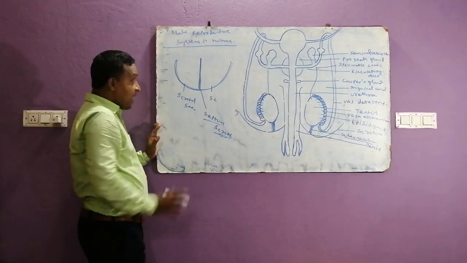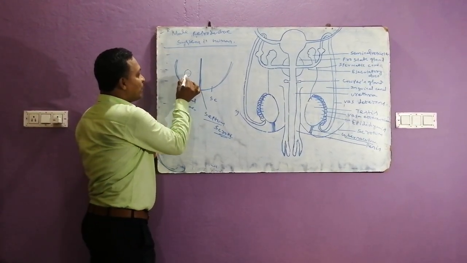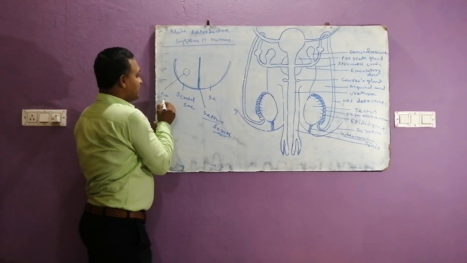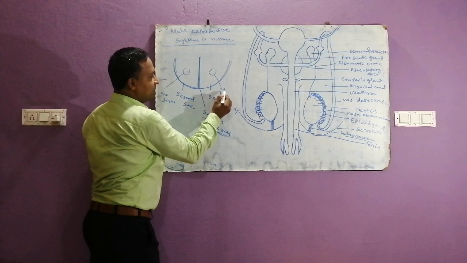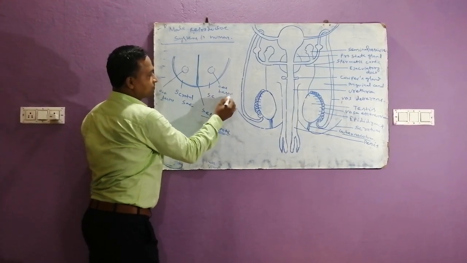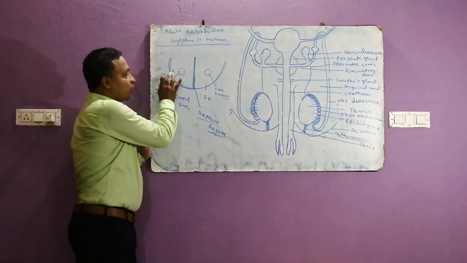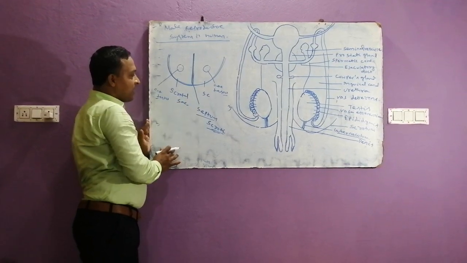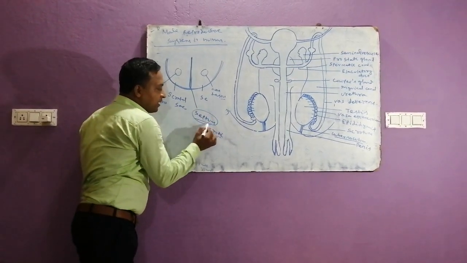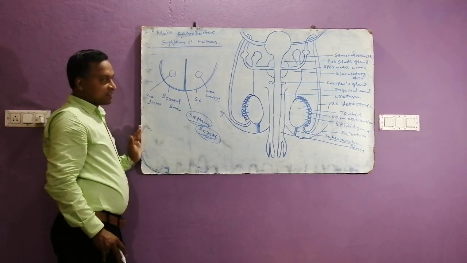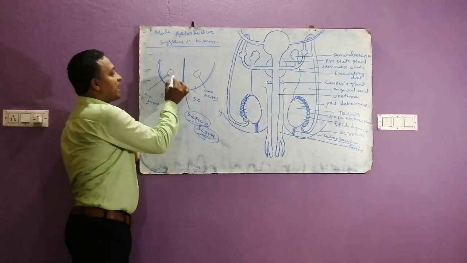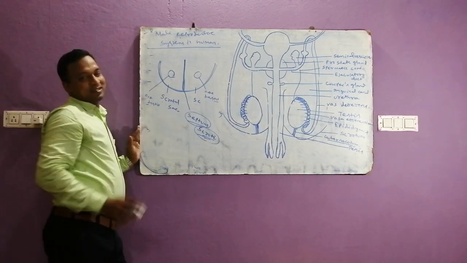And each scrotal sac holds how many testes? One testis, and here, one testis. The scrotum is divided into how many parts? Two parts. By which one? Septum scrotum. And divided into how many scrotal sacs? Two scrotal sacs. And each scrotal sac holds one testis.